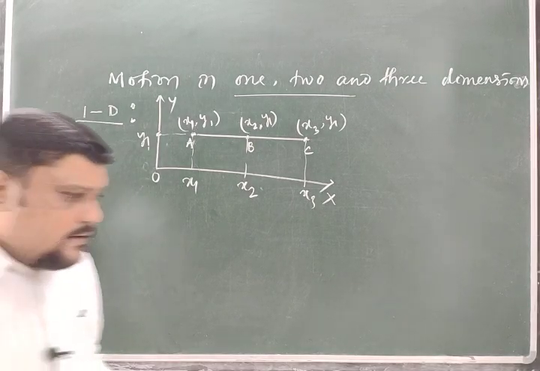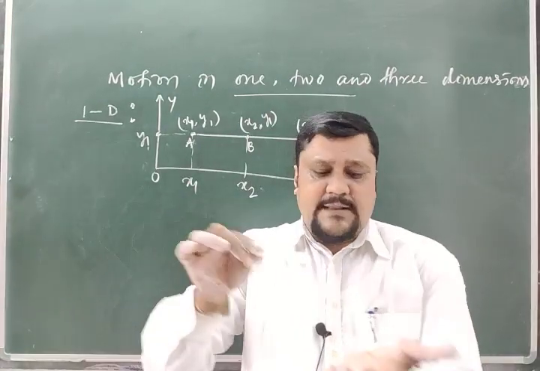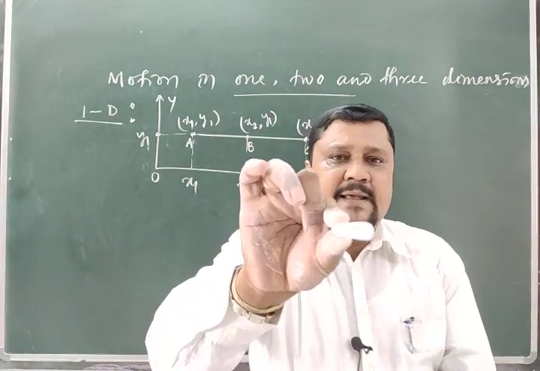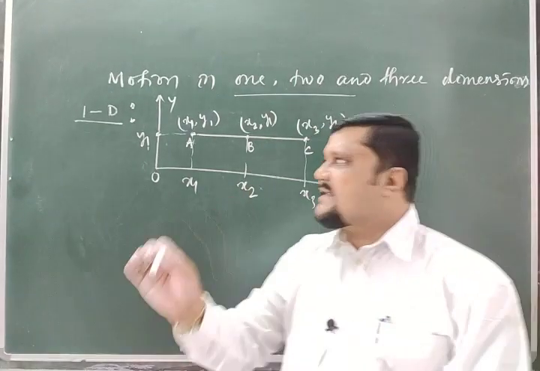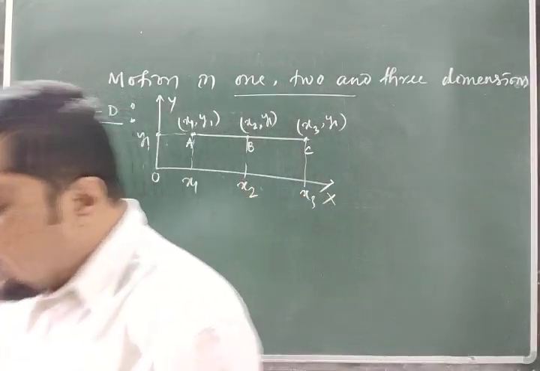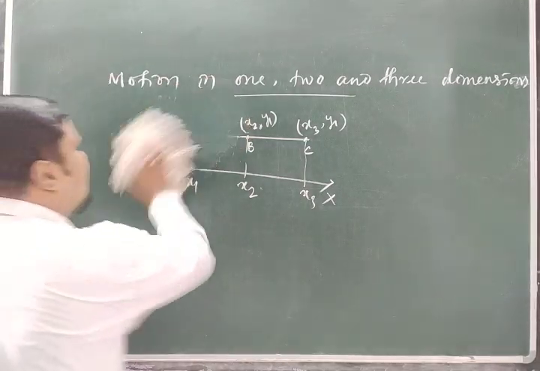So consider the motion on a straight line. Suppose this is the chalk moving in a straight line. When it moves in a straight line, only one coordinate changes. So the motion in a straight line is a one-dimensional motion. Okay, now let's go to the two-dimensional motion.